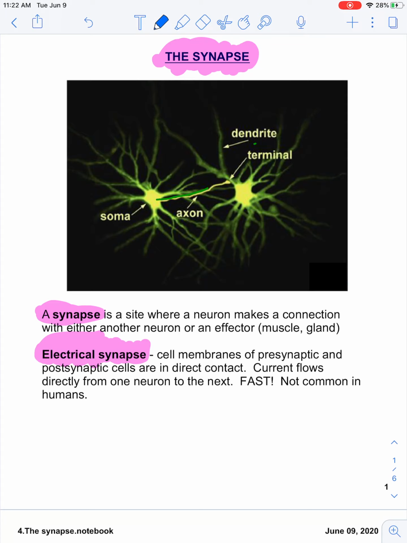So if you want to look at the synapse, this picture shows it really well. You can see right here, you're looking at the axon terminal of one neuron, so neuron number one, and the dendrite of neuron number two. Now the thing you should notice is it's not quite touching. So this picture is not showing an electrical synapse, because an electrical synapse, as I said, is not common in humans. They're fast, but they're not selective. We are much more complex than an electrical synapse would allow for. Electrical synapses are common in very simple organisms.